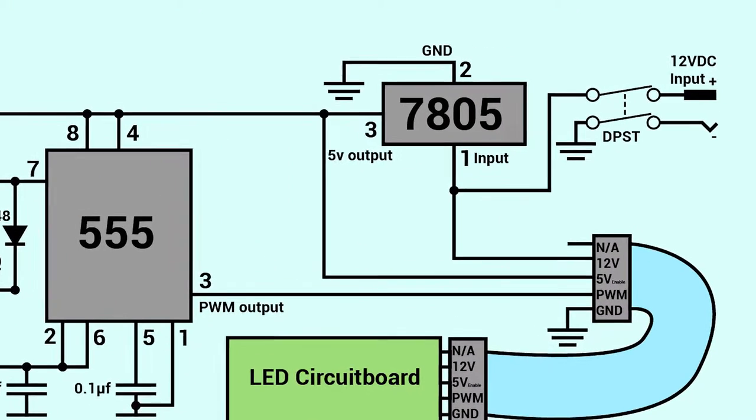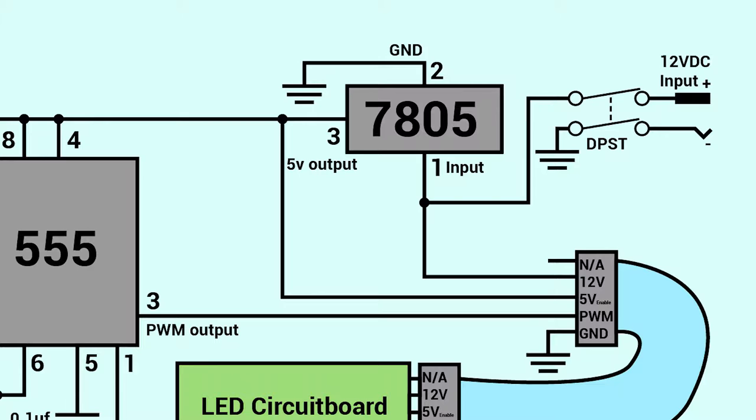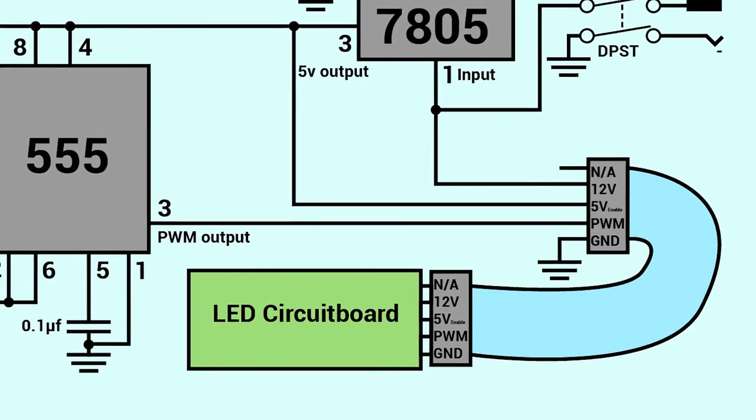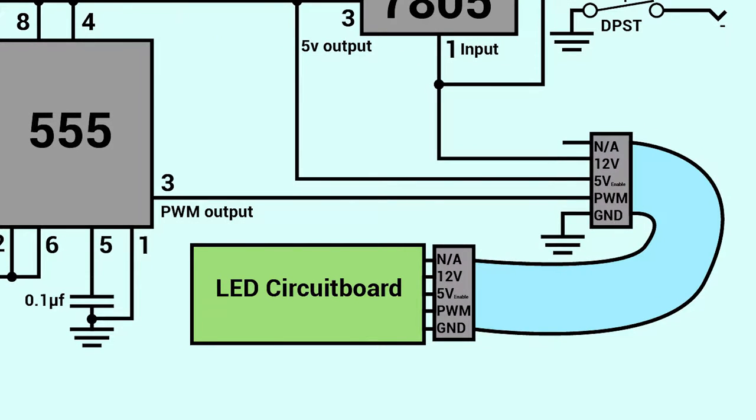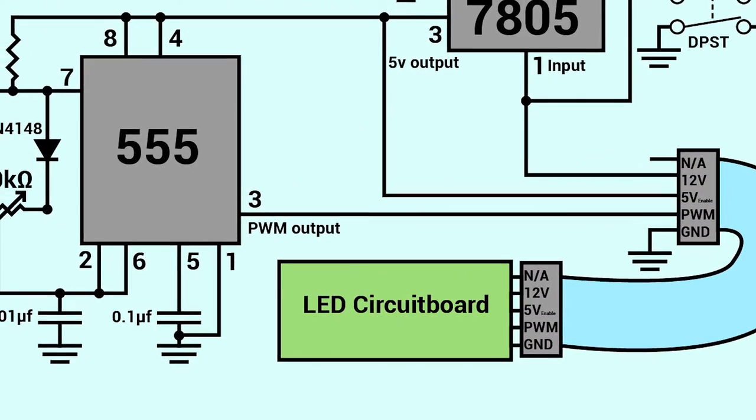As you can see up in this corner, the 7805 will take any 12 volt DC supply and convert it into 5 volts DC. And we're using this because the PWM input and the enable input on the LED circuit board, for most LED circuit boards, require 5 volts. 12 volts will fry it.